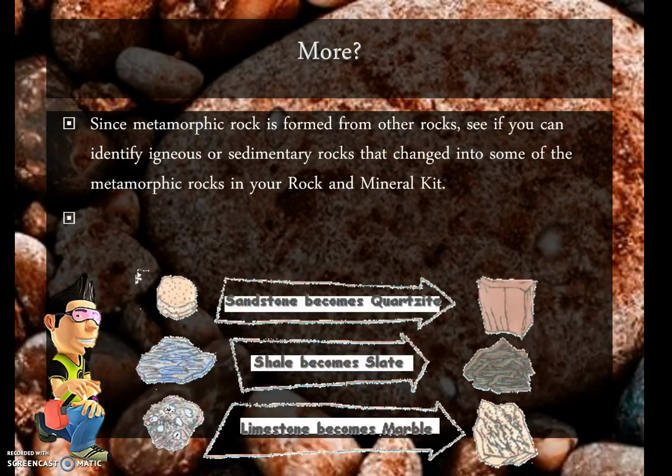Here are a few more examples of rock that can change into other types of rock. Sandstone, which is a sedimentary rock, can become quartzite. All those little sand particles are changed into small crystals. Shale, as we talked about at the beginning, becomes slate, and limestone can become marble.